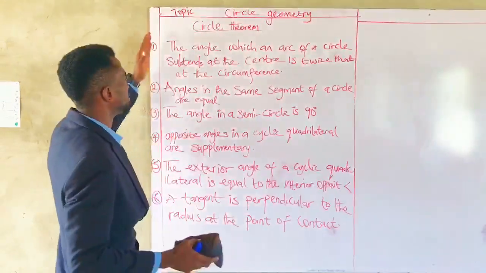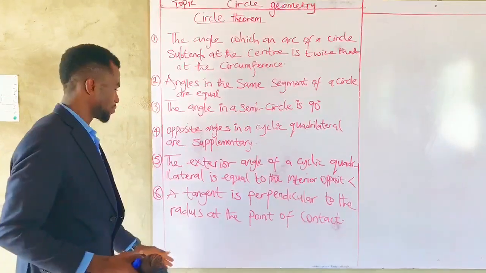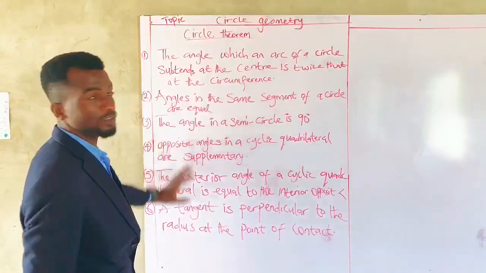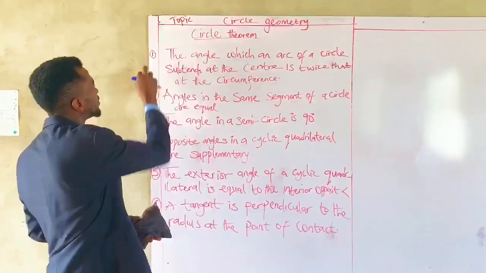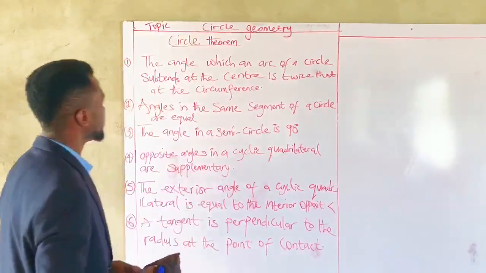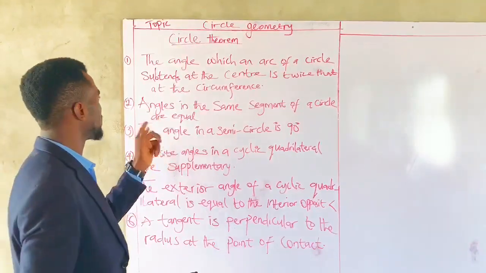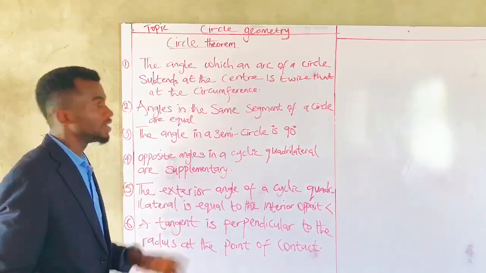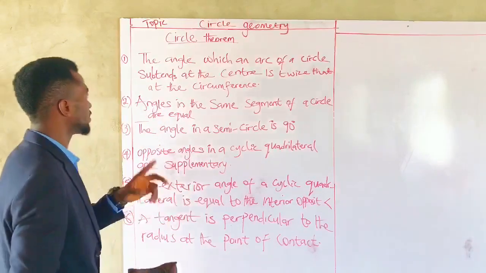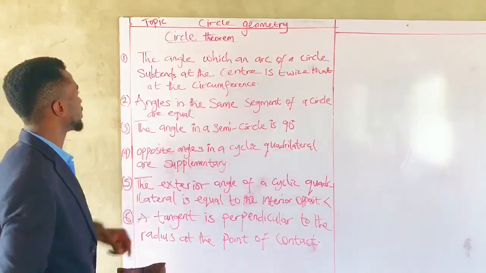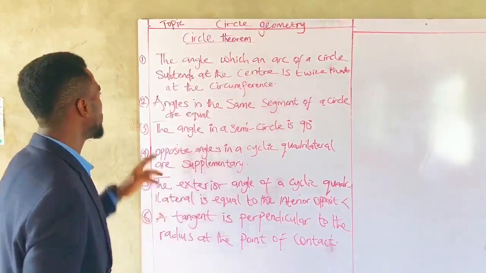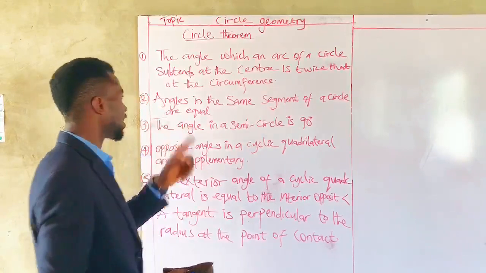So these are the theories on the board. The theories are up to 10. So we'll be talking about each of the theories. Now the first theory says that the angle which an arc of a cycle sustains at the center is twice that at the circumference. The second theorem says angle in the same segments of a cycle are equal.